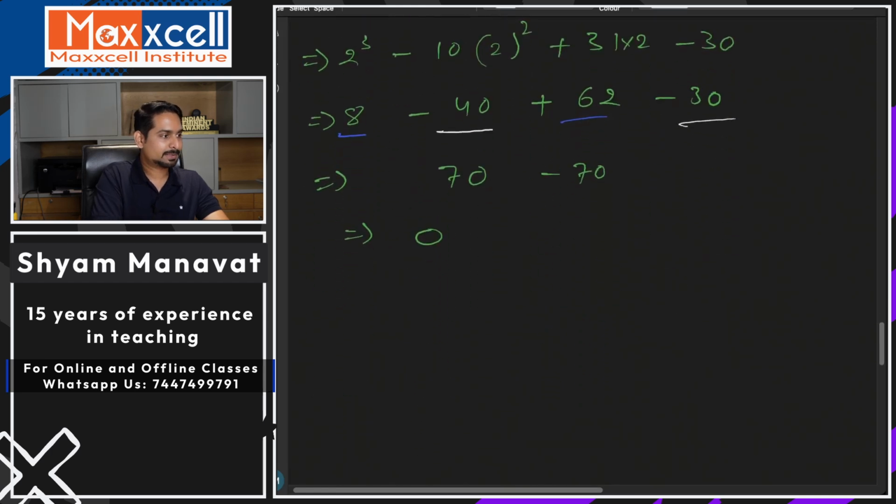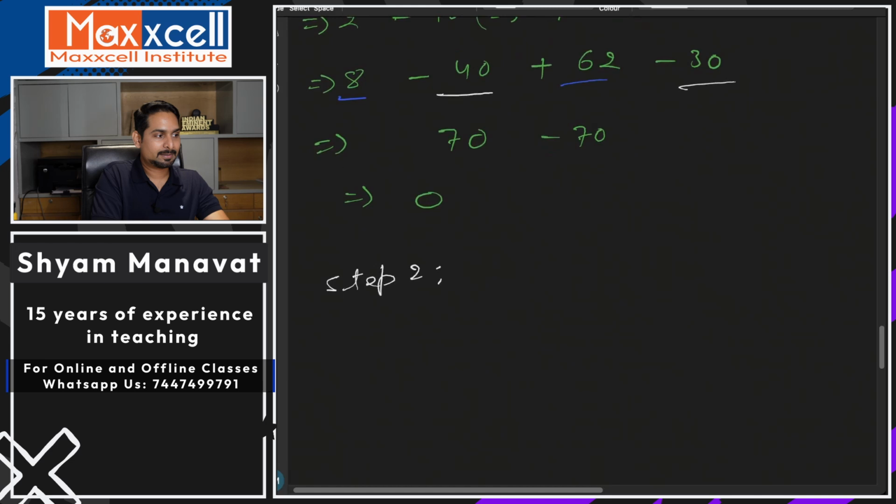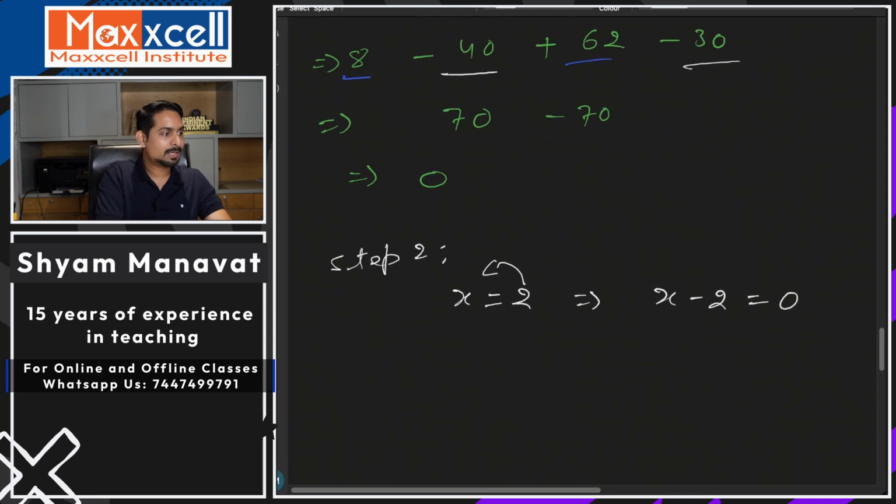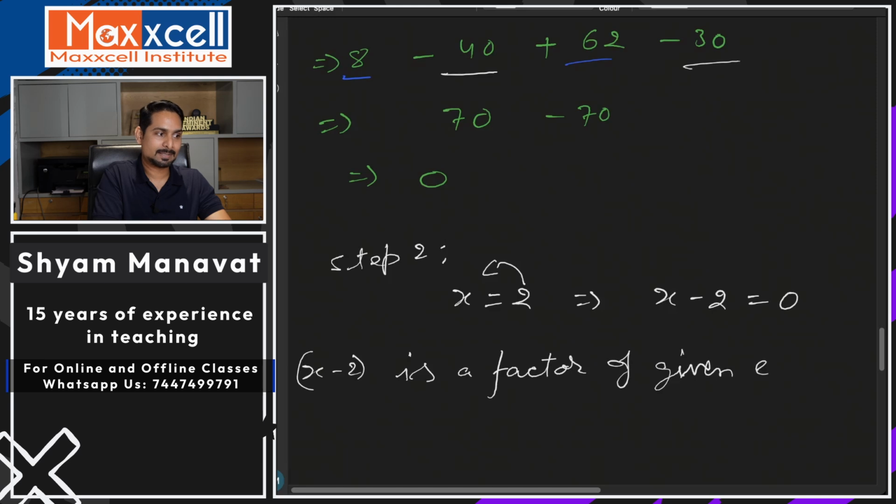Now what was step number 2? For x is equal to 2, we got left hand side equal to 0. That means take this 2 towards x. So we got x minus 2 equals 0. So we can say what? x minus 2 is a factor of the given equation, right?